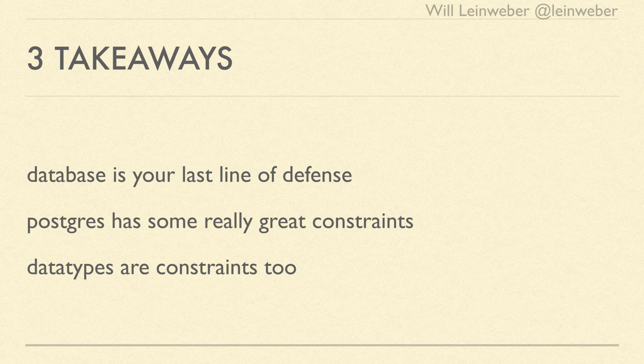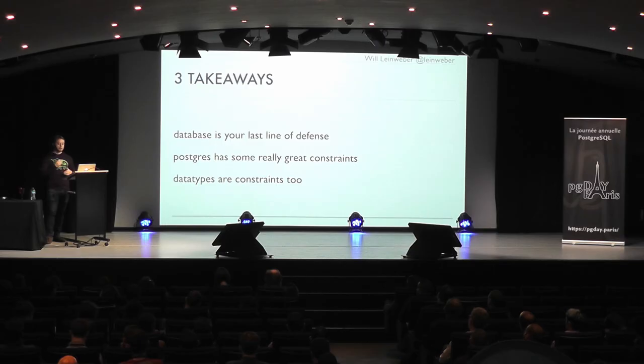Okay, so recapping this, the three takeaways that I want you to have is that the database is the last line of defense against most bugs you can have in your application that would write bad data. Rather than have it be written and then having to go find it and clean it up later, having your database reject it as soon as possible leads to safer and more reliable applications.